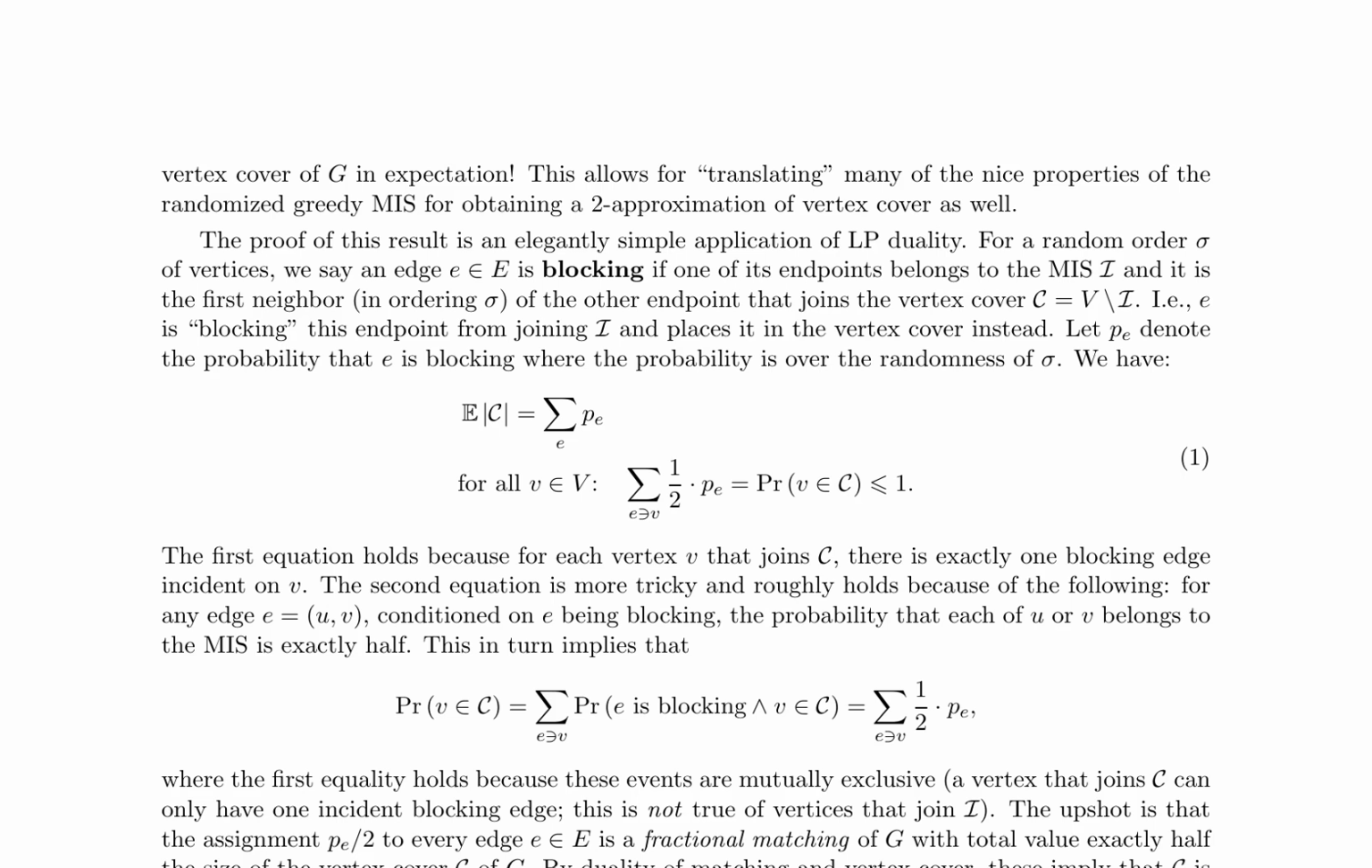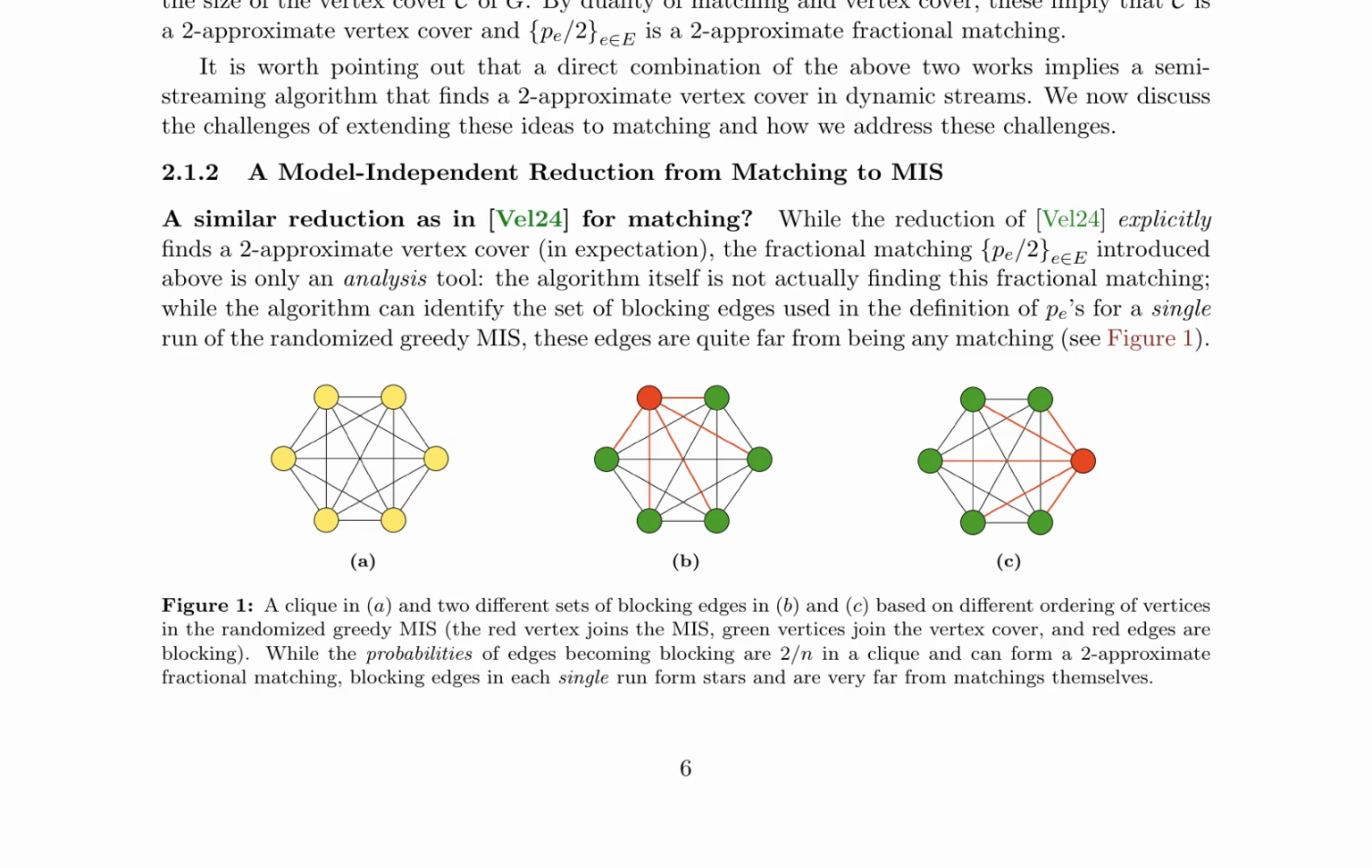Using linear programming, LP, duality, the authors show that the assignment of probabilities to edges, denoted as P2, forms a fractional matching of the graph with total value exactly half the size of the vertex cover. This implies that the vertex cover is a 2-approximate vertex cover, and the fractional matching is a 2-approximate fractional matching.